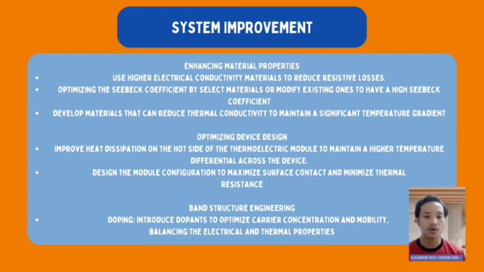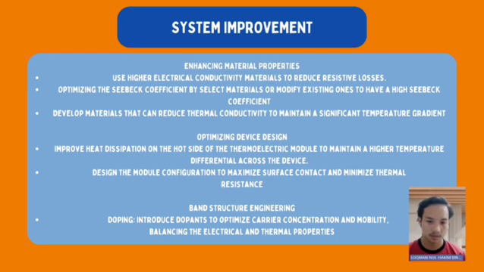The second point is optimizing device design. Improve heat dissipation on the hot side of the thermoelectric module to maintain a higher temperature differential across the device. Design the module configuration to maximize surface contact and minimize thermal resistance.